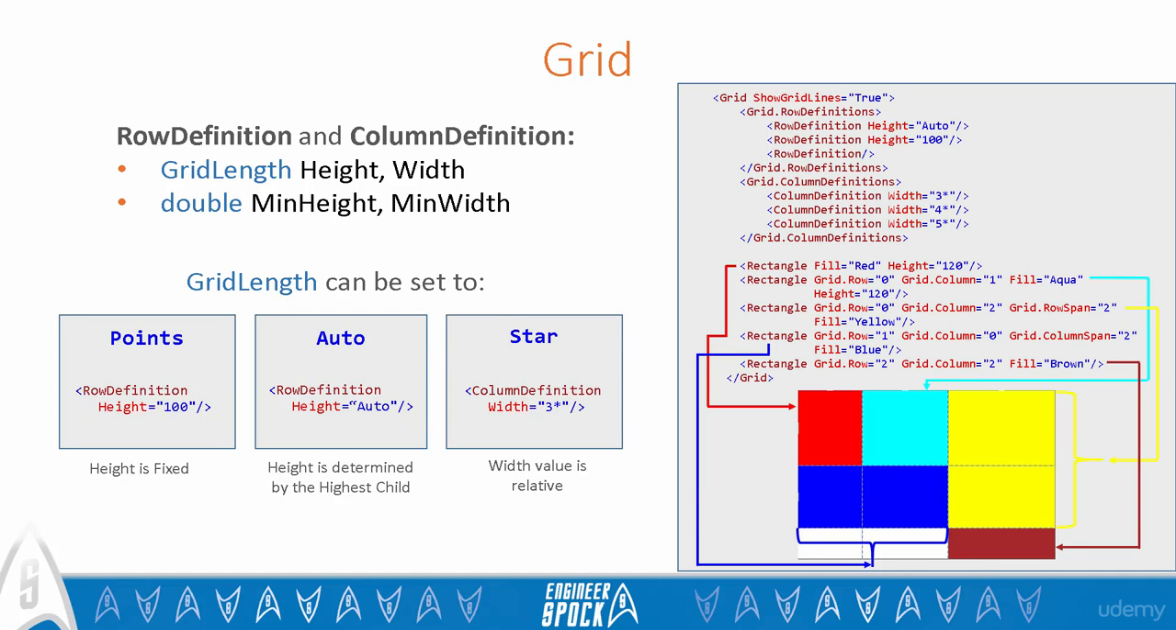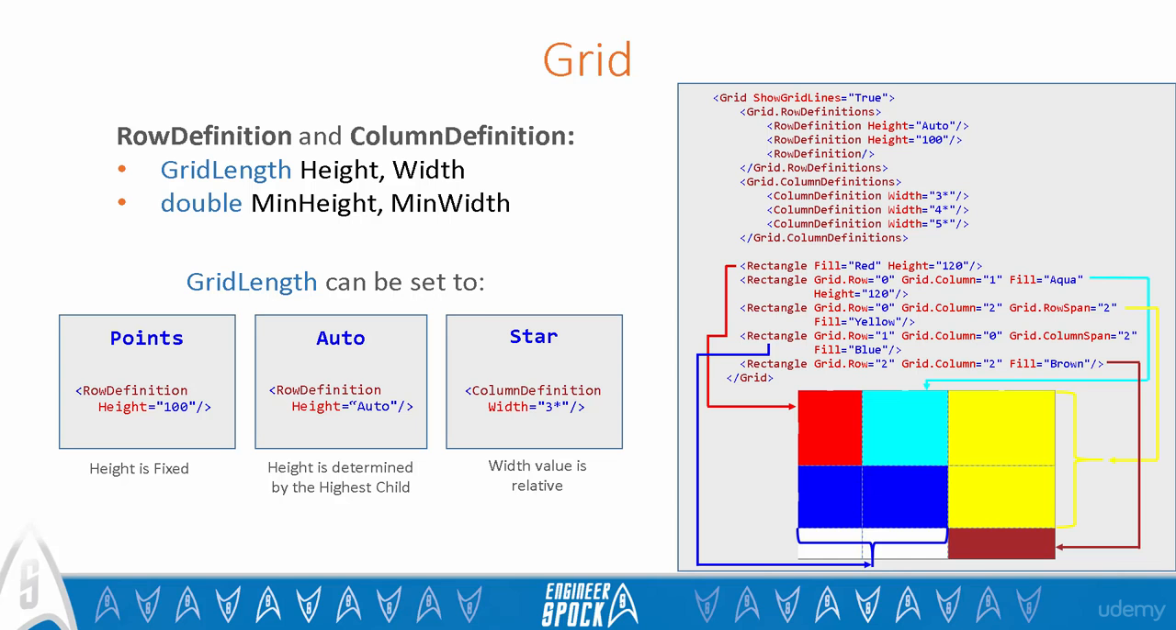It can be set to a double value, thus fixing either the height or the width. The second option is to set it to Auto. In this case, a grid will extend either a row or a column in order to host the widest or the highest UI element. The third option is so-called star sizing.